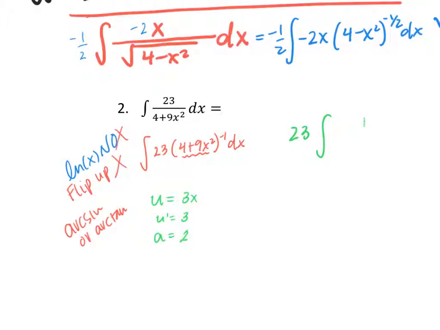All right, what I'm going to do is pull the 23 out in front because I think it's going to be a lot easier to do my adjustment if I just have a 1 in my numerator. So here's my problem. I'm going to pull the 23 out. I'm going to pull that constant multiple out.